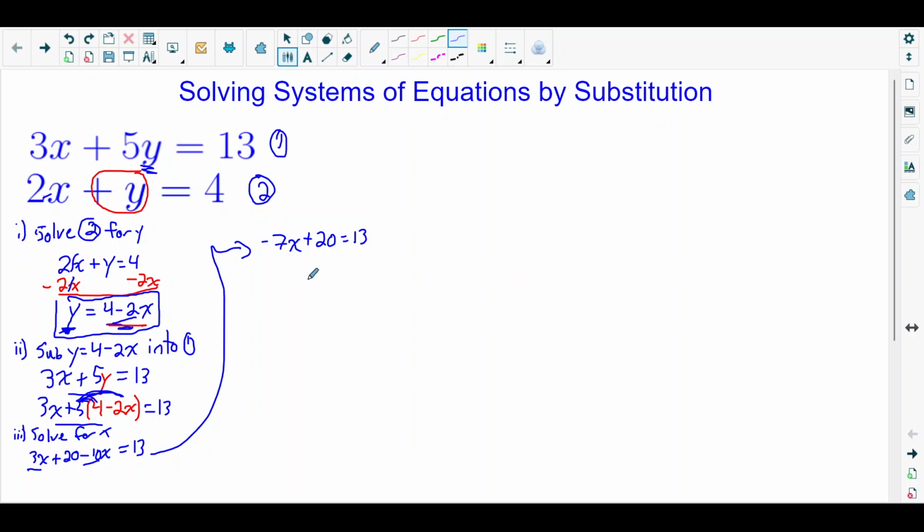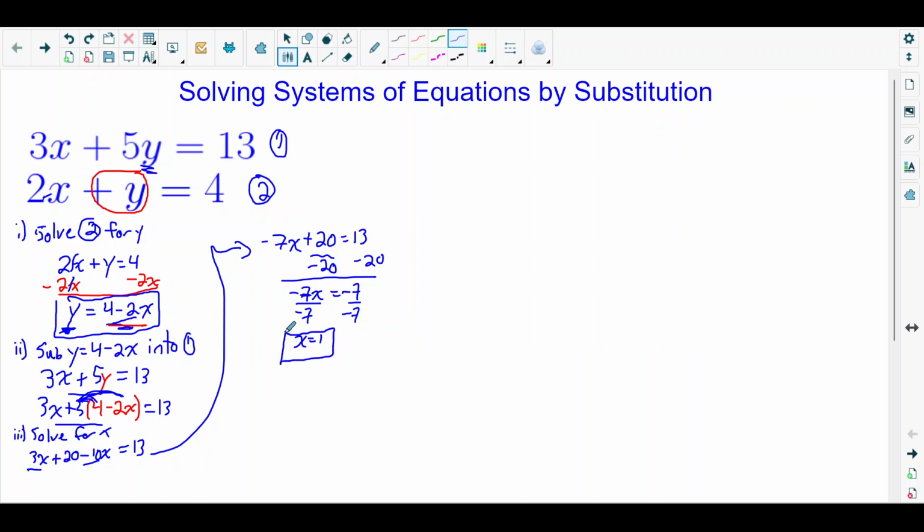All right, we have this linear equation. We're trying to solve for x. We need to get x all by itself. Let's undo this addition of 20 by subtracting 20 from the left, and then 20 from the right. 20 minus 20 is nothing. We're left with a negative 7x on the left-hand side. 13 minus 20 will give us negative 7. And then our last step here is to divide both sides by negative 7. That gives us x equals 1.